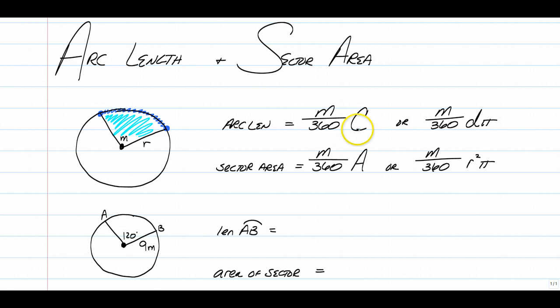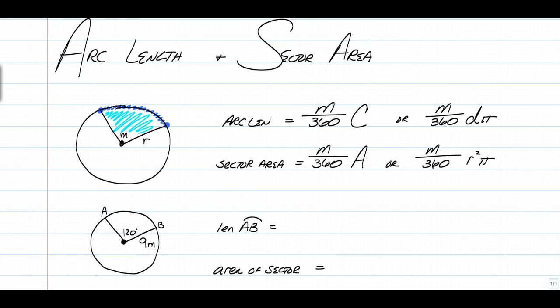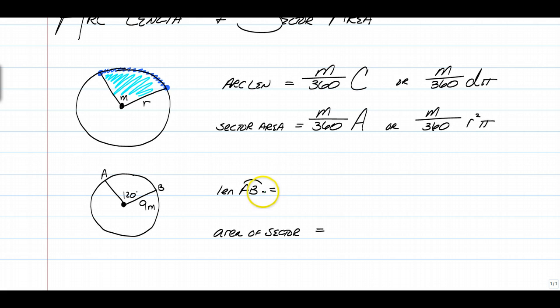All right? The formulas are the same. Arc length is just circumference times the measure of the amount that you're looking at over 360. So it's the percentage or the fraction of the full circle. And sector area is the same formula as area. We just multiply it by the measure that you have, or the degree of an arc that you have over 360. So to find the arc length of AB, we have 120 degrees.